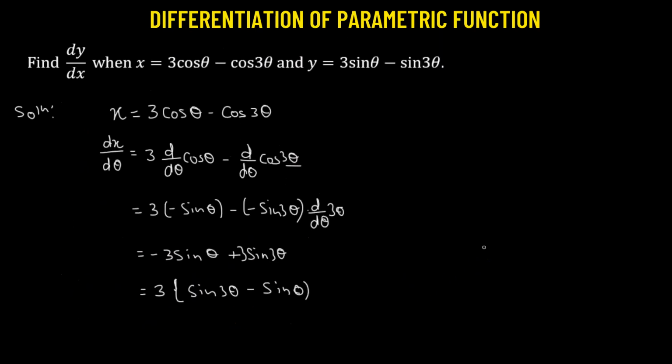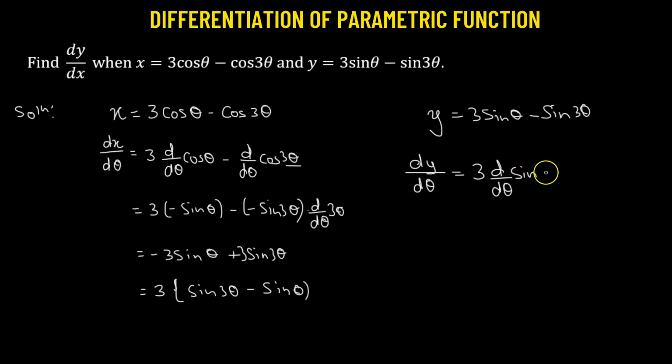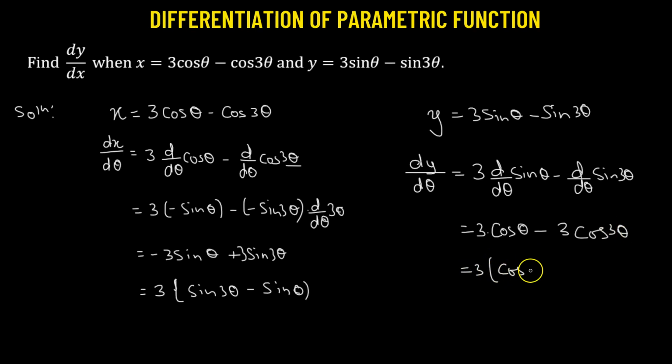Now let's go to the second equation for y. So y is given by 3 sine theta minus sine 3 theta. So we'll take the derivative on both sides with respect to theta. This will be equal to 3 times the derivative with respect to theta of sine theta minus the derivative with respect to theta of sine 3 theta. Now this gives us 3 times, the derivative of the sine function is cosine theta, minus the derivative of sine 3 theta, which will be 3 times cosine of 3 theta. So we can take 3 as the common factor. So this will get multiplied by cosine theta minus cosine of 3 theta.